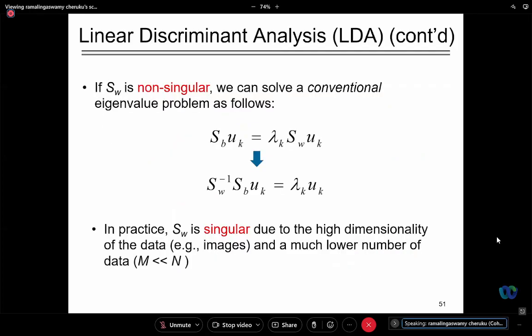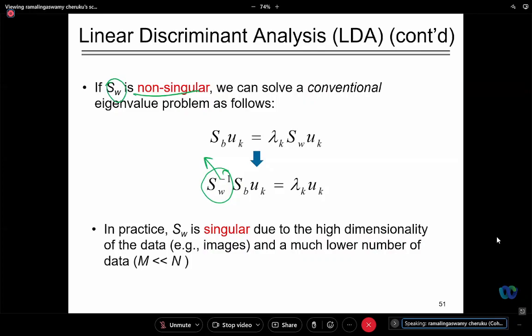Now, if SW is non-singular, meaning the scatter within the class is non-singular, we can also solve a conventional eigenvalue problem. If SW is non-singular, whose determinant is not zero, then when we bring SW to this side, we can take SW inverse, because the inverse is possible. This is converted into SW inverse SB uk equal to lambda k uk.